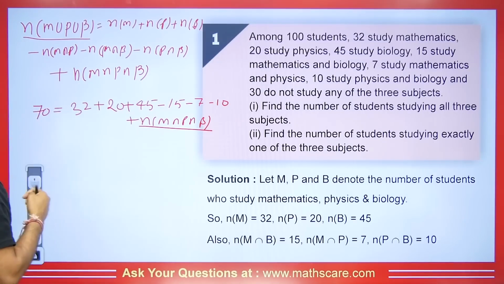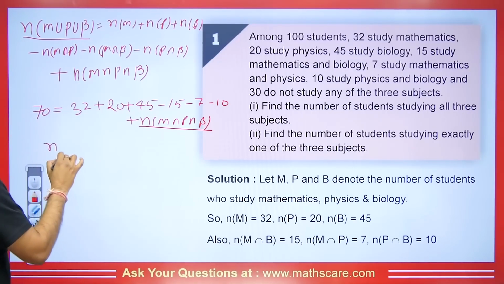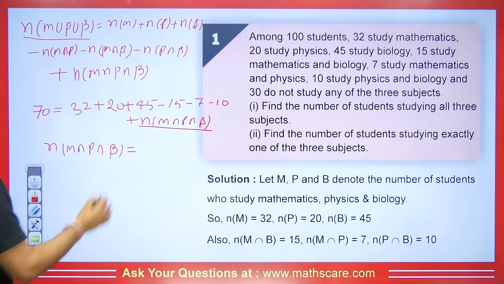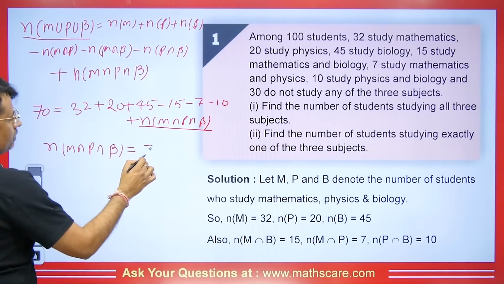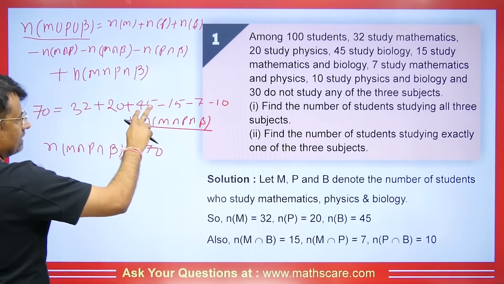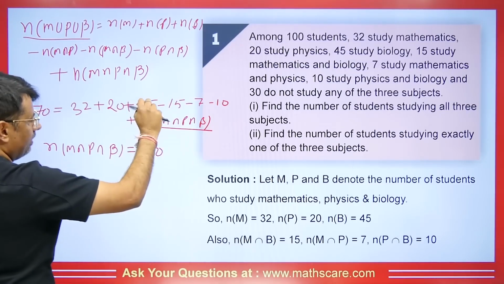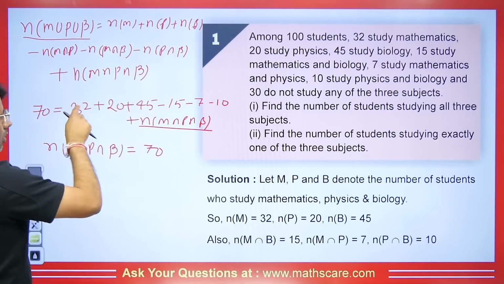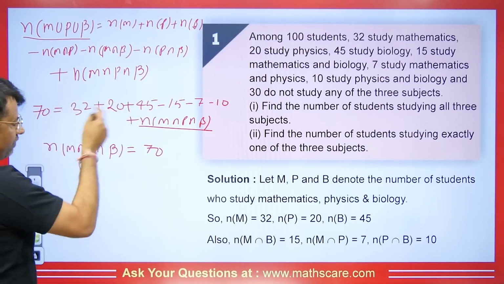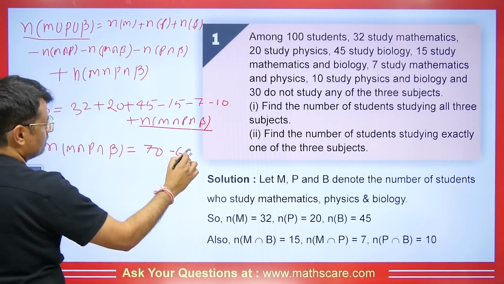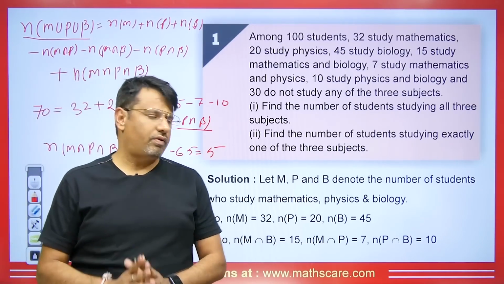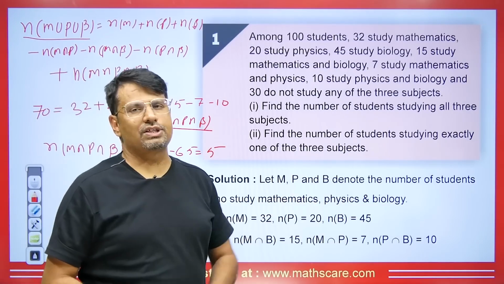So n(M intersection P intersection B) is equal to 70. We will solve this equation. 10, 15, 7, this is 32, and we deduct from it, so we get the value. Here we have 32, 45 and 20, which add up to 97. Solving the equation, we find that 5 students are studying all three subjects. Clearly, we've understood from this information how many students are studying all three subjects.